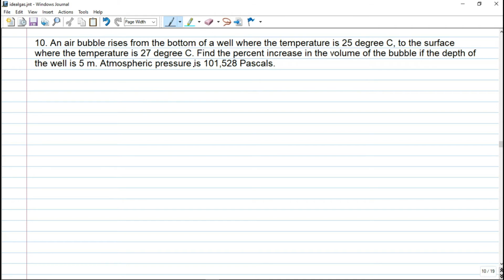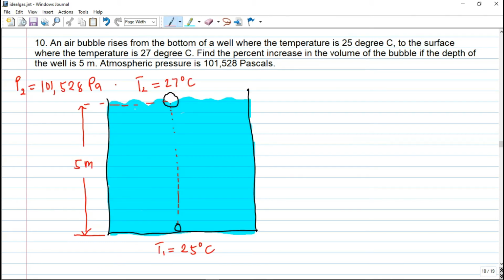So let's just first illustrate the figure para mas maintindihan natin siya. So this is the illustration of the figure. So an air bubble from the bottom, nag-rise siya to the surface of the well. The well is 5 meters deep. Okay? So yung surface natin, ang properties dun sa surface natin is atmosphere. So that is the pressure natin is 101.528 kilopascal or 101,528 pascal. Then yung ating temperature sa surface is 27 degrees C, wherein sa bottom that is 25 degrees Celsius.